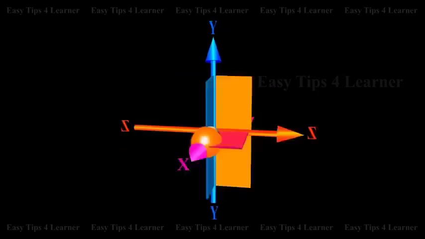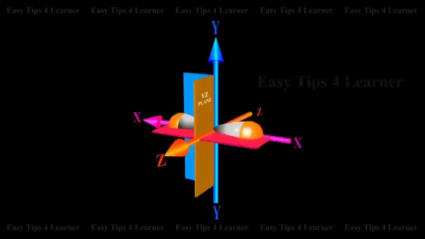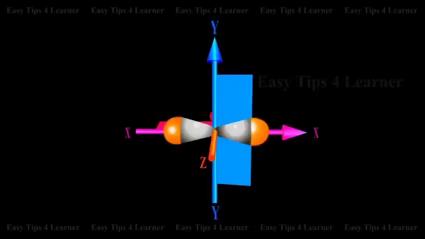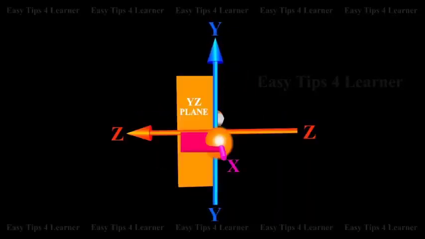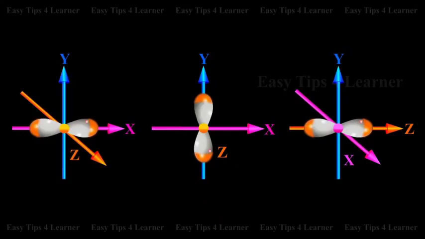Two lobes of each p orbital are separated by a nodal plane, that is, a plane having zero electron density. For example, for 2px orbital, yz plane is the nodal plane. Thus, p orbitals have dumbbell shape and have directional character. The probability of finding the electron is equal in both the lobes. The p orbitals of higher energy levels have similar shapes although their sizes are bigger.